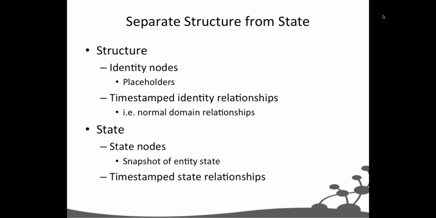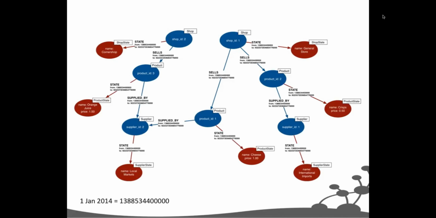But then also, obviously, we have all of the entities, the things that we're really interested in our domain. So we're going to model those as separate nodes. And in fact, we're going to model the state of those entities as separate nodes. So every time the state of an entity changes, we're going to create a new node. So every node is a snapshot of the state of an entity at a particular point in time. And then we connect these state nodes, these snapshots of state, back into our version structure using what I call timestamp state relationships. So we've got identity relationships and state relationships.